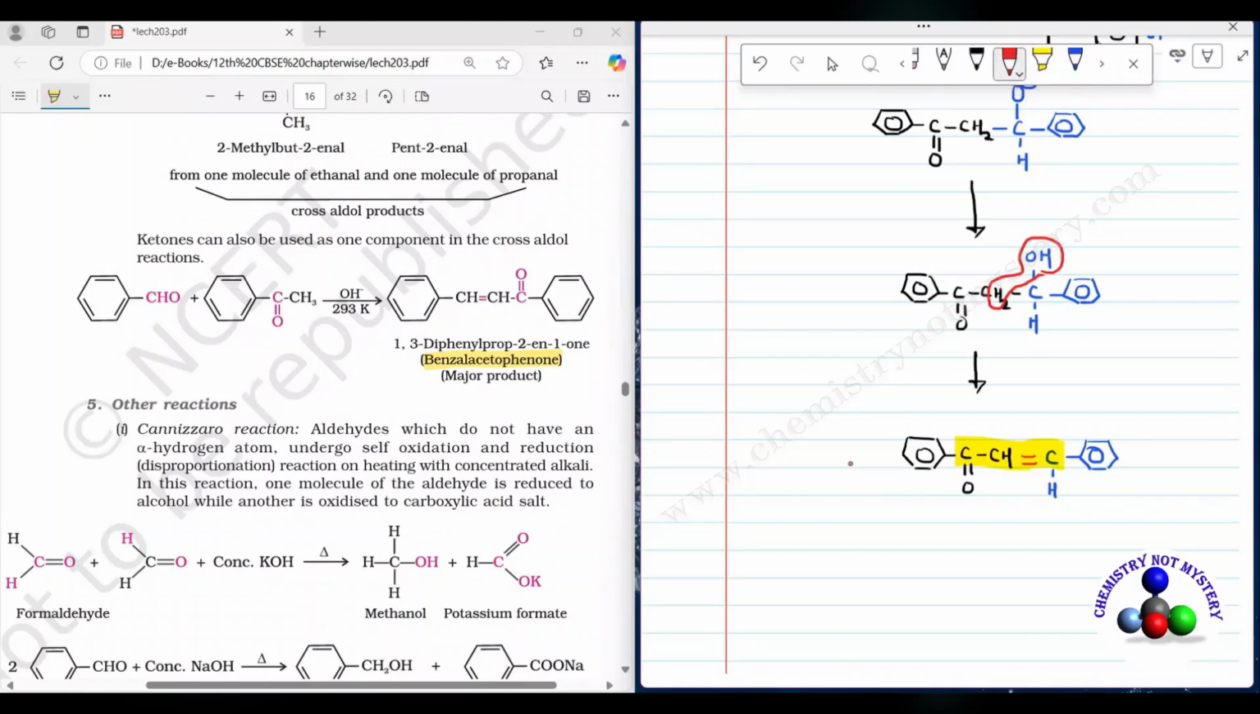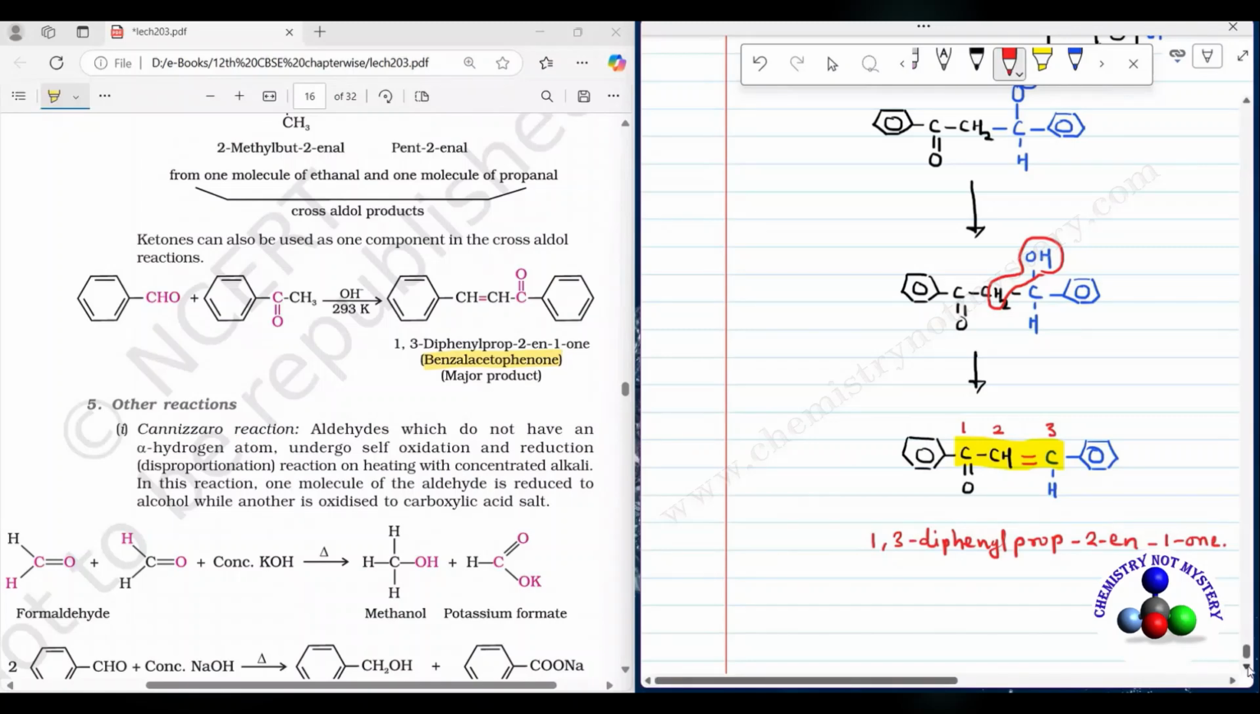Now number the chain. So here we have to start numbering from the carbonyl carbon: 1, 2 and 3. At first and third position phenyl group is bonded. So here we will write 1,3-diphenyl. Parent contains 3 carbons, so parent name will be prop. Double bond starts from the second carbon, so here we will write 2-ene, and ketone is at first carbon, so here we will write 1-one. So this is the one major product of the reaction.